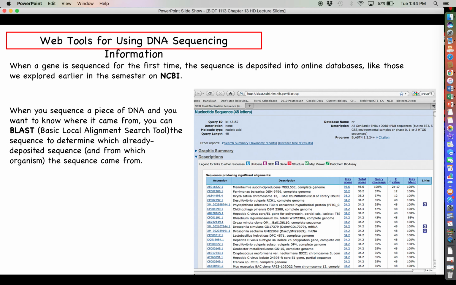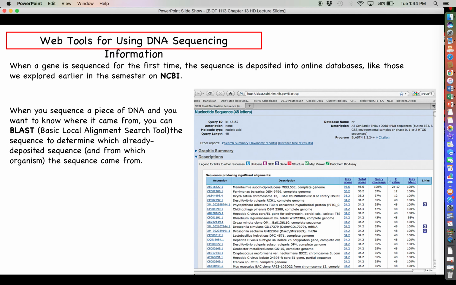So when you sequence a piece of DNA, you're obviously going to want to know where it came from, especially what organism it came from. To do so, you can use basic local alignment search tools like BLAST to basically tell the database that, okay, I've got this particular sequence of DNA, and then you can see how well it matches up with sequences that have already been deposited in the database.